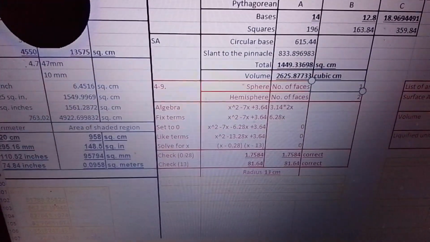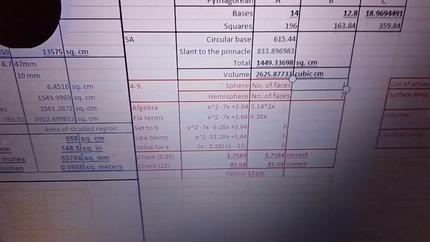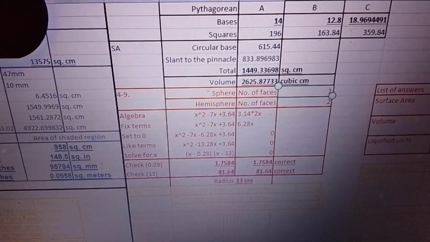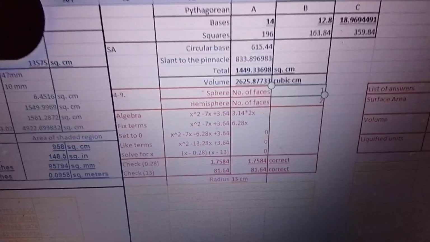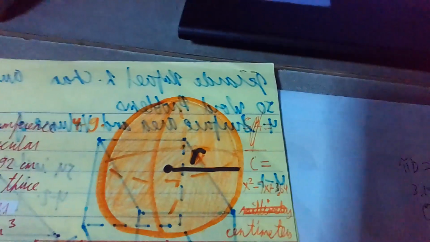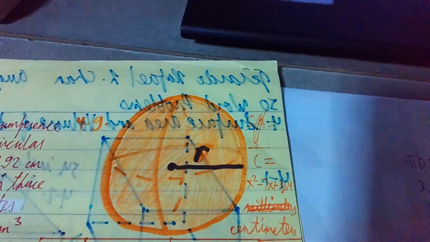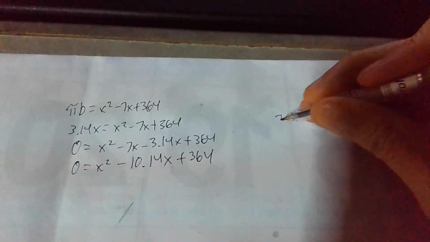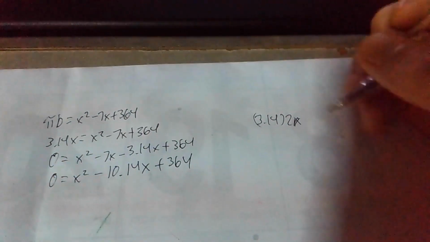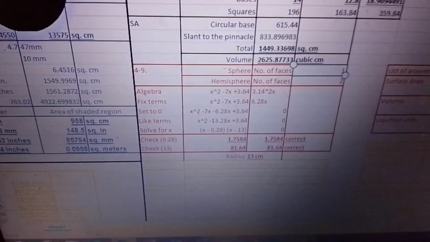It goes like this. You see the solution sheet? x squared minus 7x plus 3.64. Because x pertains to the radius. That's the radius we were looking for. We thought x is the diameter, but x is actually the radius. So the radius is called x. And you know, to solve for the circumference, it's 3.14 times 2r. So therefore, 3.14 times 2x. So when we distribute, that's why it became 6.28x.